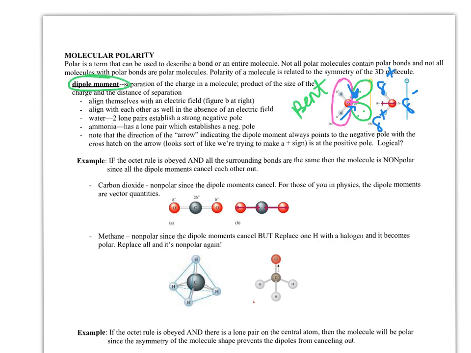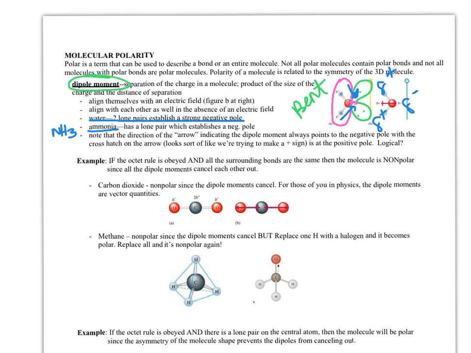We can see water as an example over here: two lone pairs will establish a really strong negative pole. Ammonia, which is NH3, has a lone pair, which is also going to give it a pretty strong negative pole.